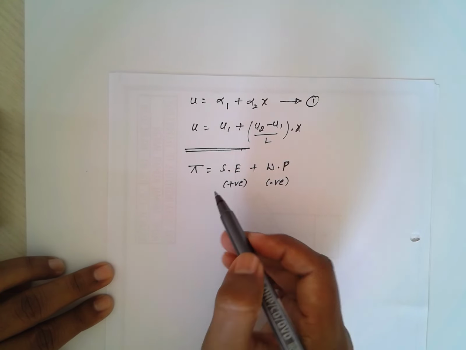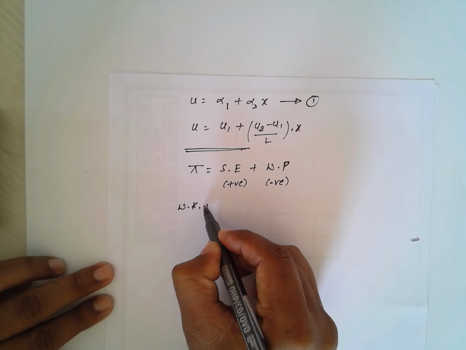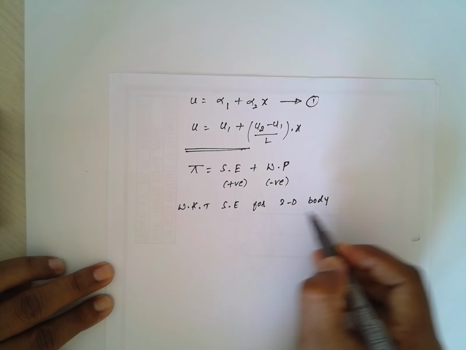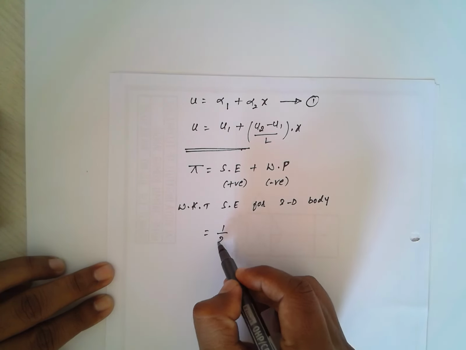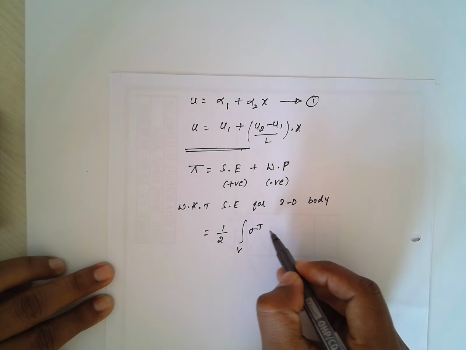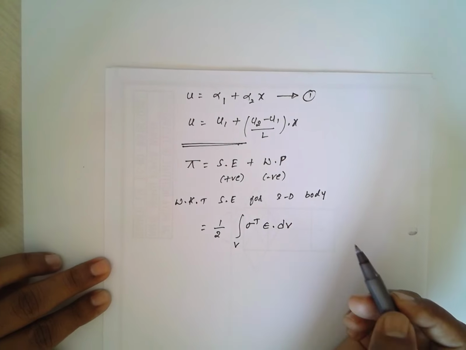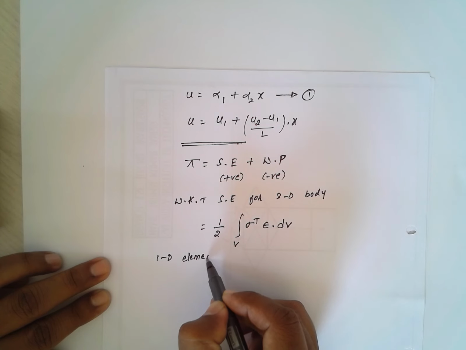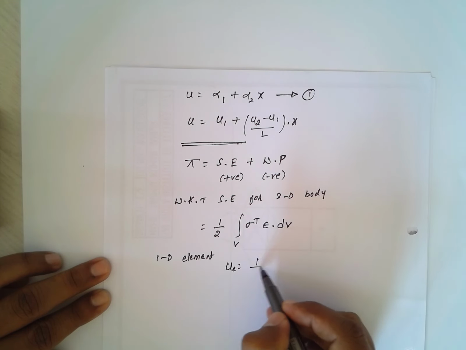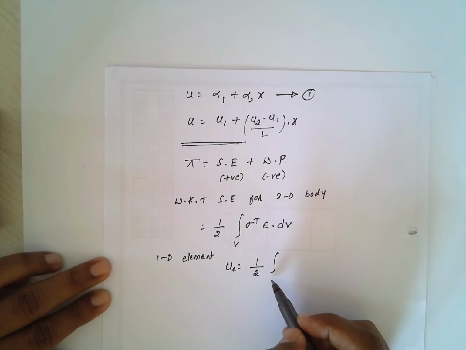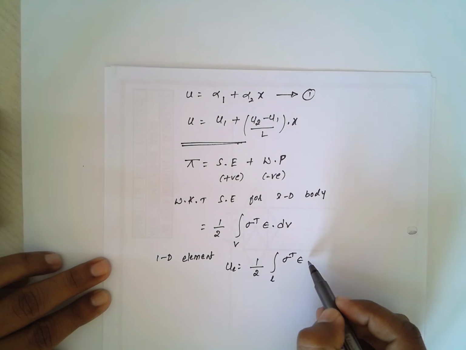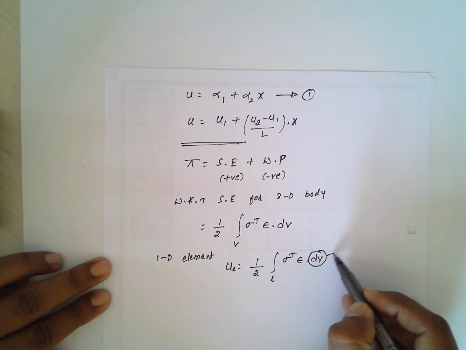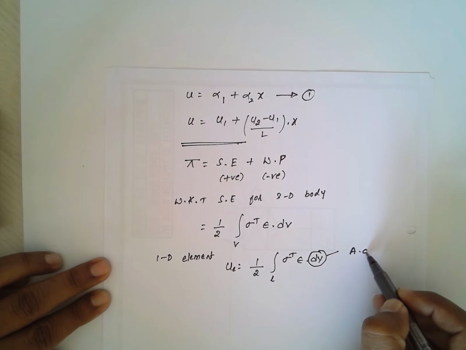And if we consider strain energy, we know that the strain energy for a three-dimensional body is given by 1/2 over the volume, sigma transpose epsilon into dV. Now since we have considered a one-dimensional element for our analysis, the strain energy equation can be represented as 1/2 over the length, sigma transpose epsilon into dV. So for one dimension, this dV can be taken as A into dx.